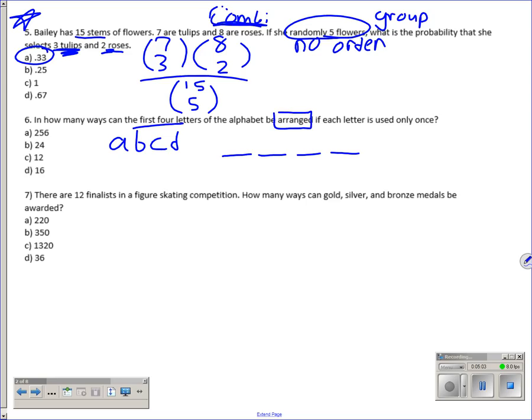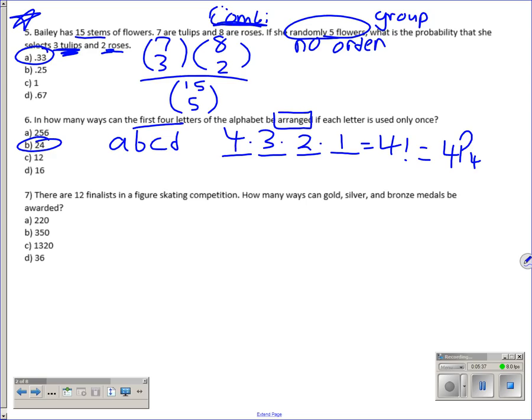Okay, well, if I can't reuse any of the letters, that means I have 4 options for the first place, either A, B, C, or D. The next place, since I used A for the first place, I can't use that letter anywhere else. So I have 3 options for the next one, then 2 options, then 1 option. Multiply those together, and I'm getting 4 factorial, which is 24. It is the same thing as 4 factorial or 4P4. We're arranging the letters.